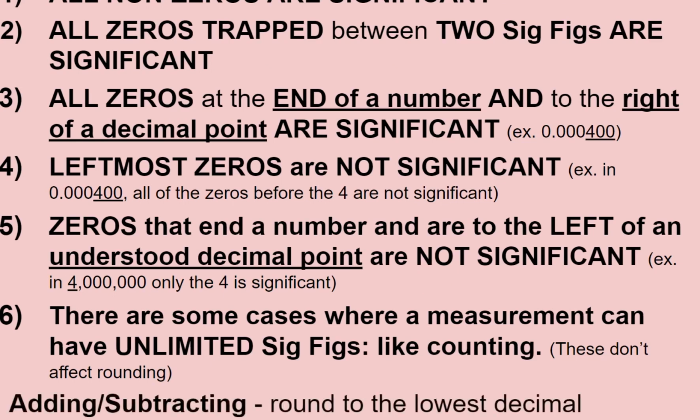Adding and subtracting, you round to the lowest decimal. Multiplying and dividing, you round to the lowest significant digit in your work. You're ready to move on to your practice choice. If you have questions, please make sure you ask.